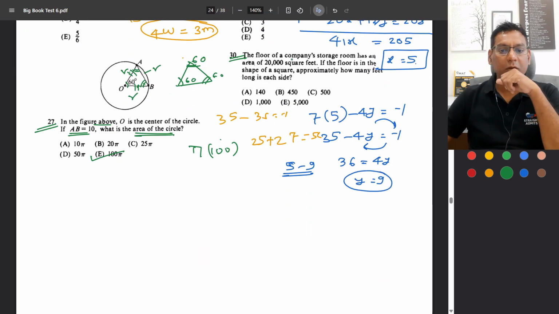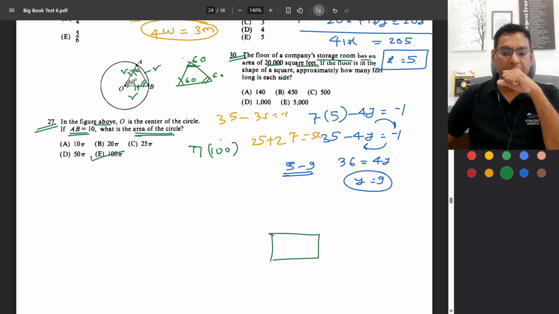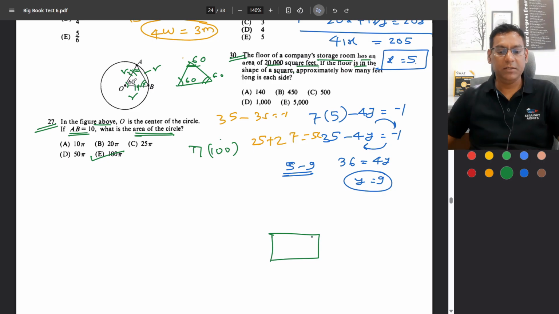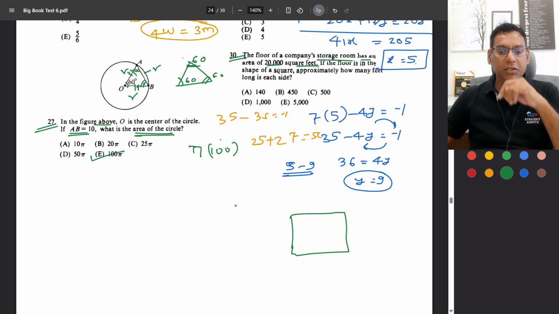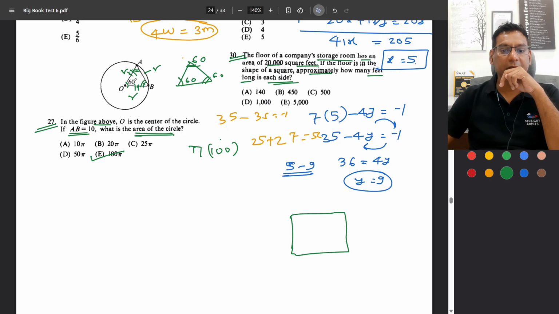Question 30. The floor of a company's storage room has an area of 20,000 square feet. Okay. Let's say this is the room, area of 20,000 square feet. If the floor is in the shape of a square, okay, interesting. So this is the shape of a square, not a rectangle, and the area is 20,000. Approximately how many feet long is each side?